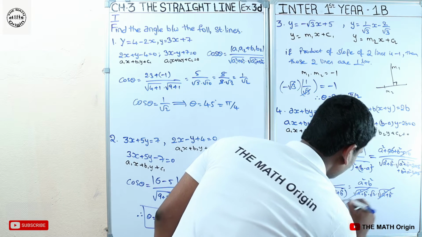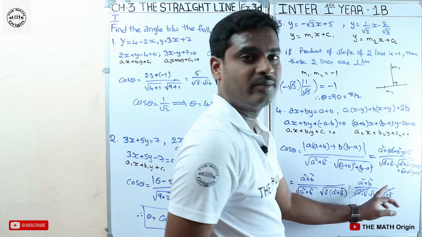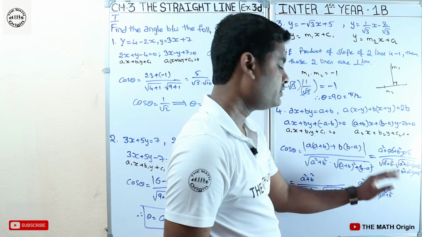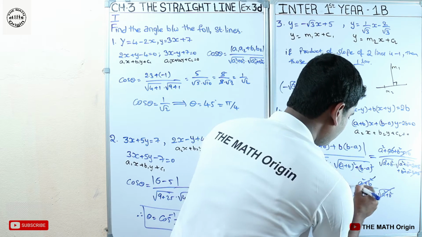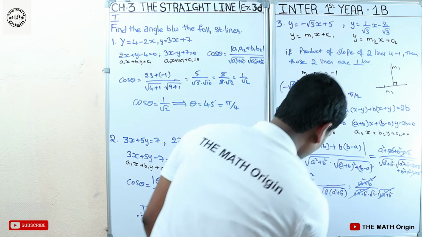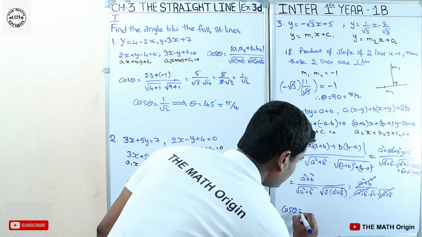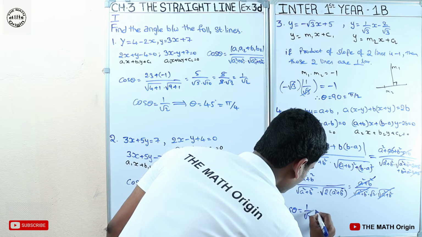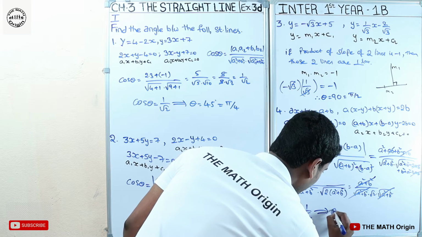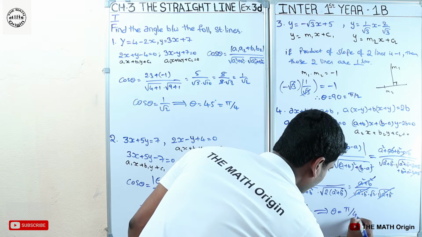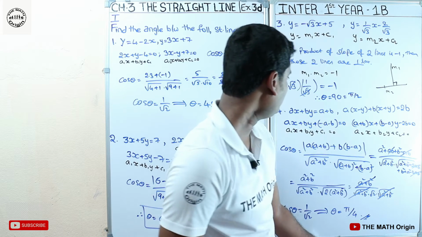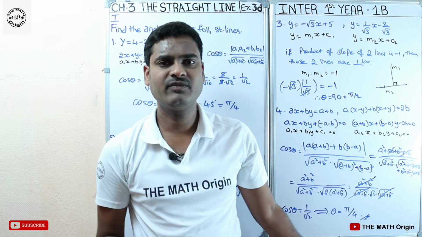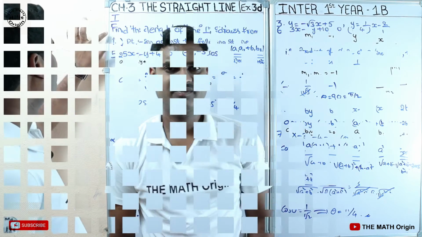So root of a square plus b square into root of a square plus b square equals a square plus b square, which will cancel with the numerator roots. Therefore cos theta equals 1 by root 2, therefore theta equals pi by 4. With this we completed the fourth question from the first section.